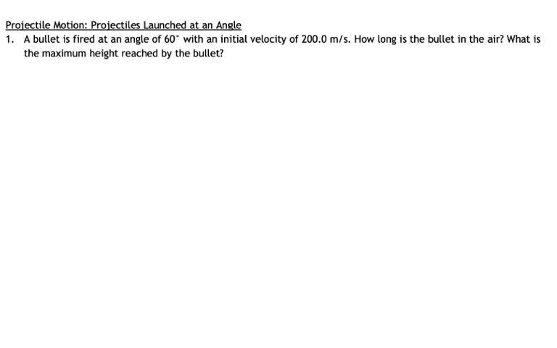Today I'm going to be going over projectile motion, where we have projectiles launched at an angle, practice problems. So the first step for any of these is to draw the picture. It says we have a bullet fired at an angle of 60 degrees with an initial velocity of 200 meters per second. So it tells us that our initial resultant vector, so not component, is 200 meters per second, and it's being launched at an angle of 60 degrees.